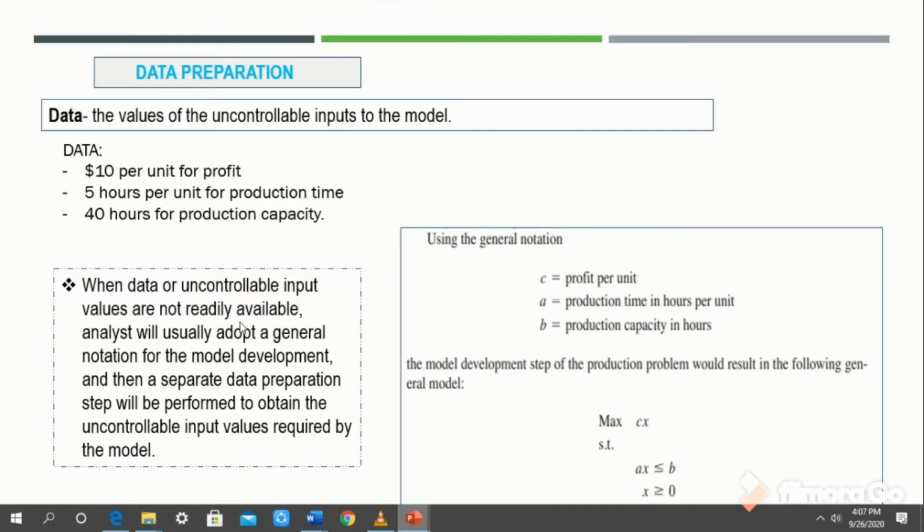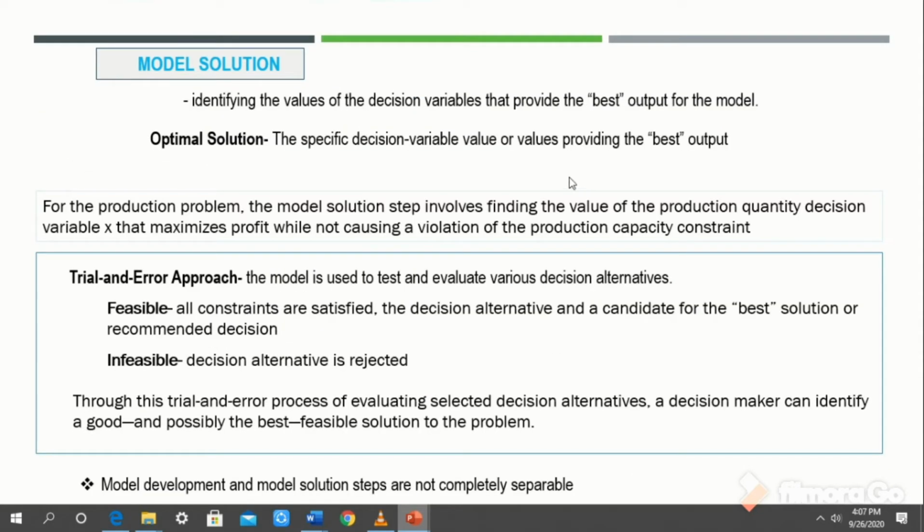So, in cases nga dili available ang uncontrollable inputs, maghimo ka og separate data preparation para makahimo ka sa uncontrollable inputs before going to general notation. So, data preparation. So, let's go to model solution. After nimo og kuha sa data, mag-prepare na ka, maghimo na ka sa model. So, model solution is identifying the values of the decision variables that provide the best output for the model.